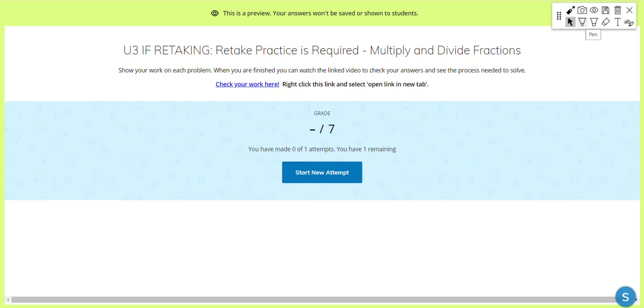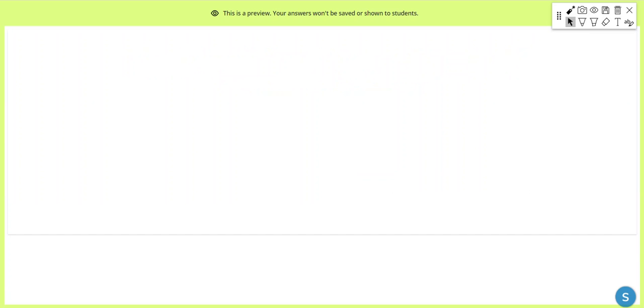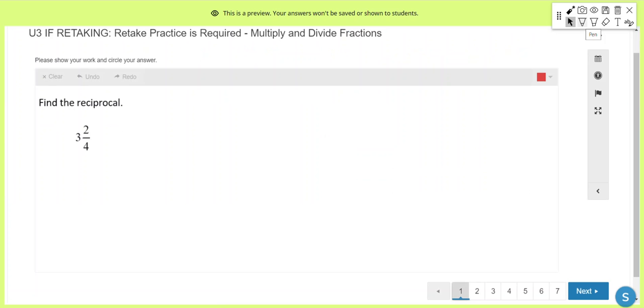In this video, I'm going to review the Unit 3 retake practice for multiplying and dividing fractions. So the first problem is asking you to find the reciprocal. And remember, reciprocal is when you are flipping the fraction over. But in order to take a mixed number and make the reciprocal, you have to turn it improper first.